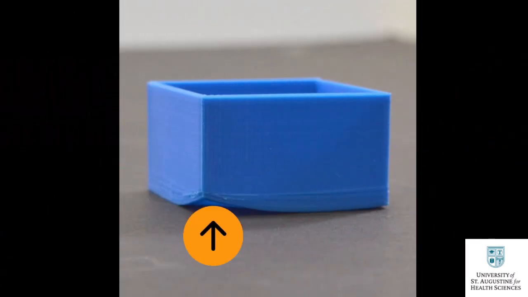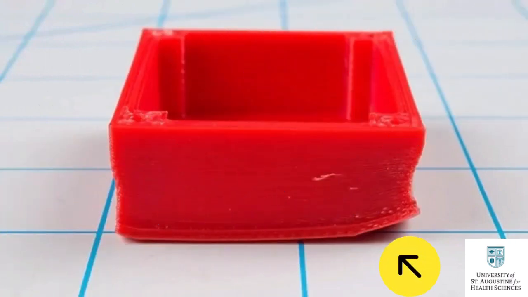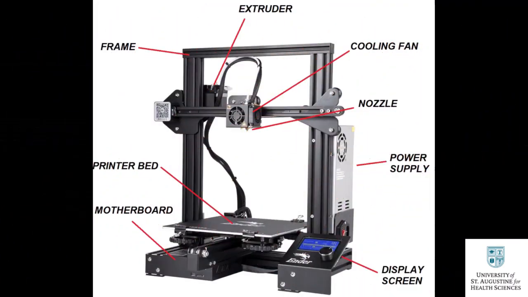The first characteristic of FDM 3D printers is warping. Warping can occur as the extruded material reduces in size as it cools and hardens. To prevent warping, you should monitor and adjust the temperature of the build platform. The second characteristic of FDM 3D printers is parameters adjustments.